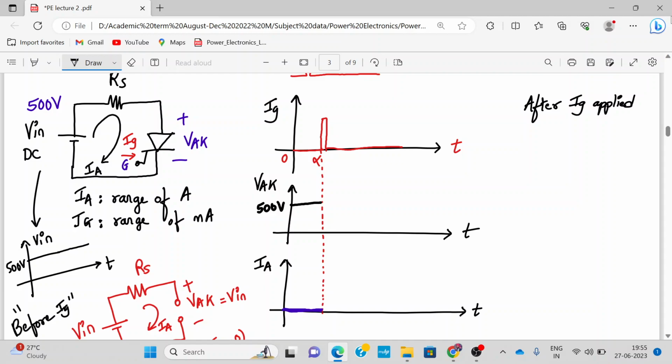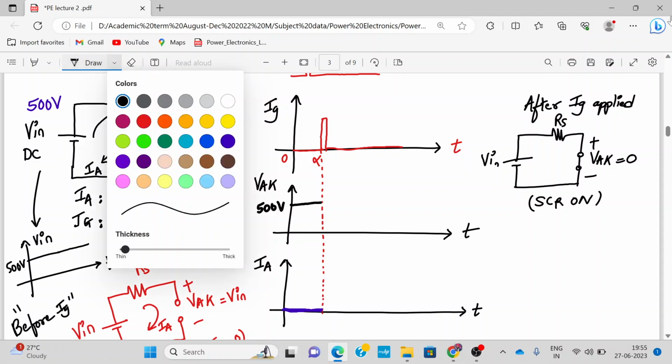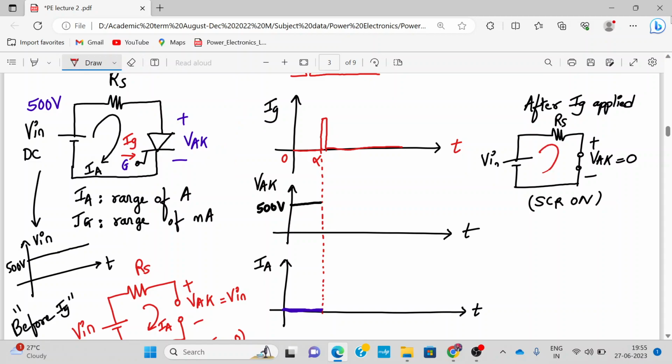So how will the circuit look? The SCR turns on and it will behave as a short circuit. Alright, so here the SCR is on. This is my V in. This is RS. So what about the VAK voltage over here, the anode to cathode voltage? Now since it's a short circuit, it will be 0. But will the current be 0? No. The current will flow in the circuit.